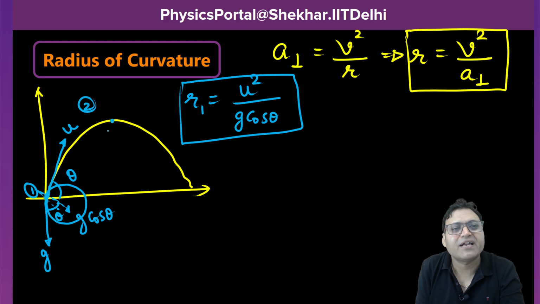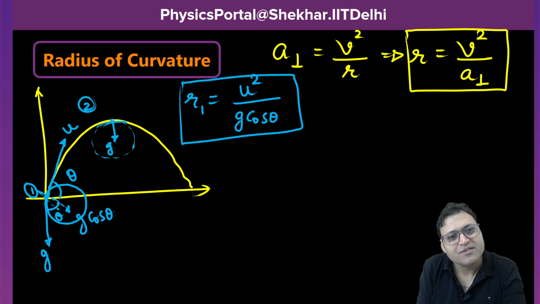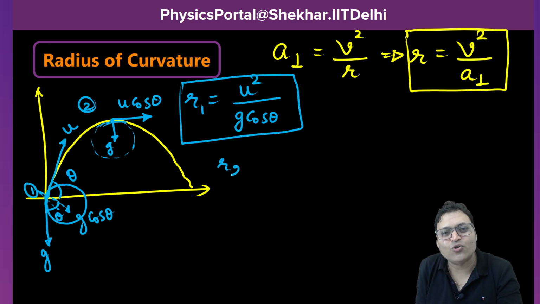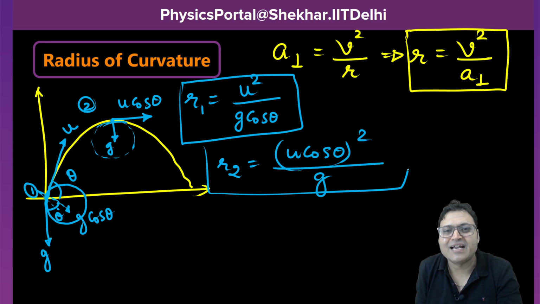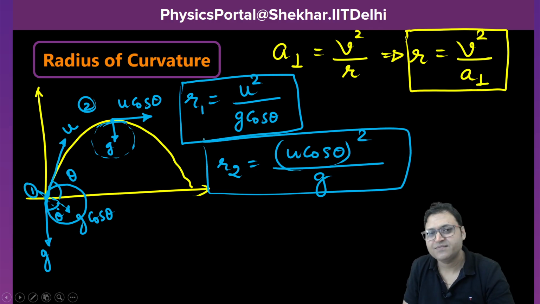Similarly, we can find out the radius of curvature at point 2 also for this circular path. Let us say acceleration due to gravity is acting in downward direction, and the velocity is only in horizontal direction, that is u cos theta. So we can say r2 will be equal to u cos theta square upon g. That is the radius of curvature at point 2.